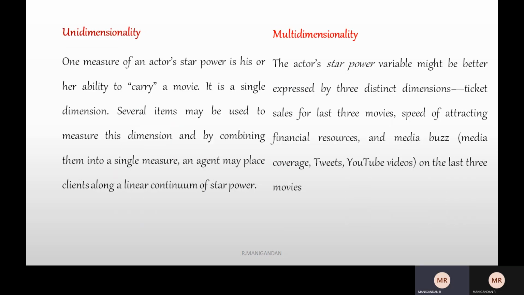And dimensionality means unidimensionality and multidimensionality. While studying the research methodology course, definitely you know what unidimensionality and multidimensionality are. For example, one measure of an actor's star power is her ability to carry a movie. It is a single dimension. Several items may be used to measure this dimension, combined into a single measure, and an agent may place a client along a linear continuum of his star power. Why I'm taking this: unidimensionality means a star is a star.